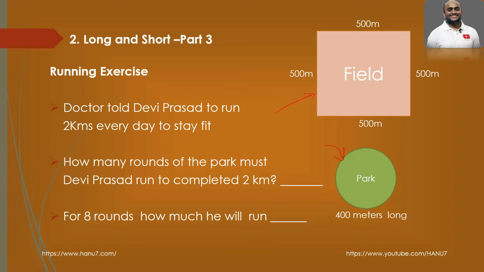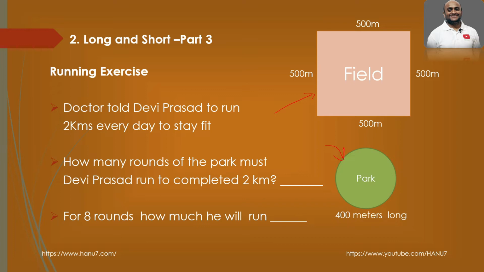Just now, in the quick recap of the last 2 videos, we have seen 1 kilometer is equal to how many meters, right? Here the park is 400 meters long. So for a park which is 400 meters long, how many rounds should Devi Prasad complete to complete 2 kilometers?